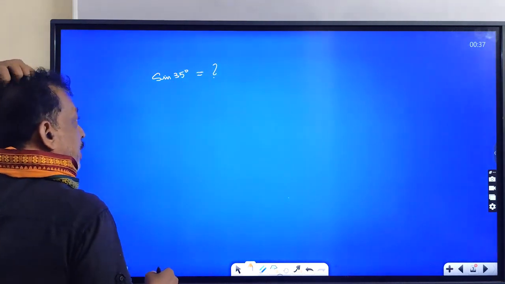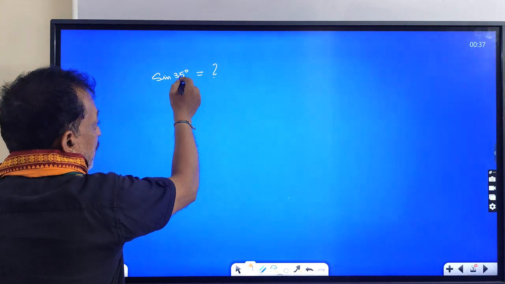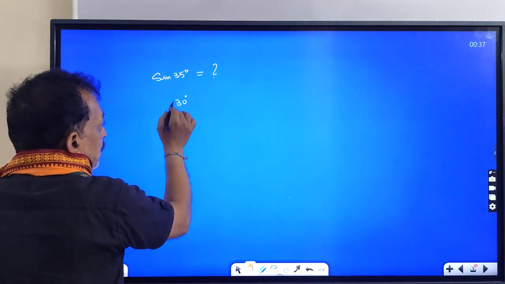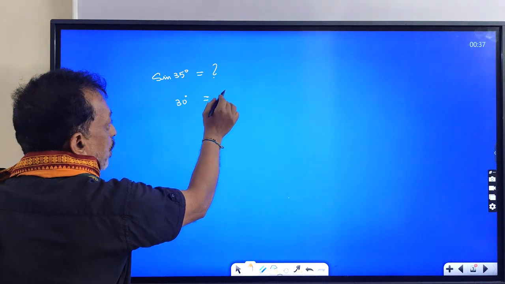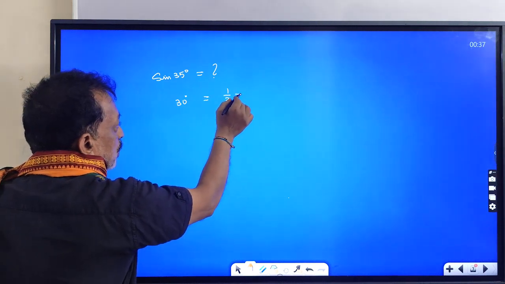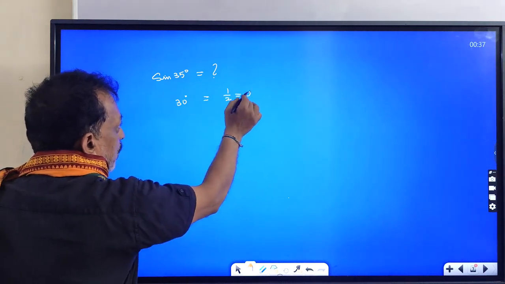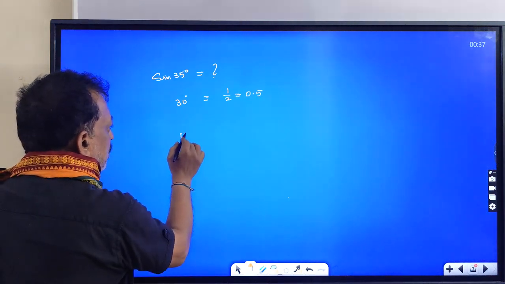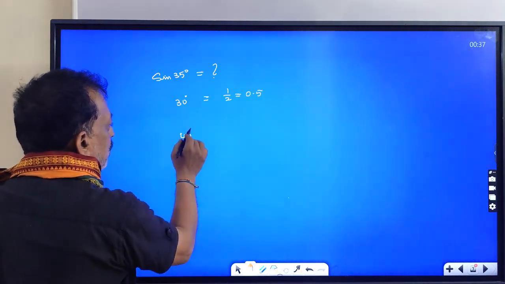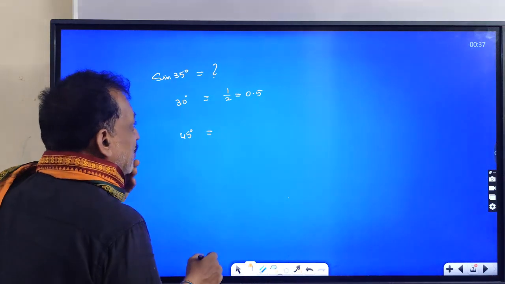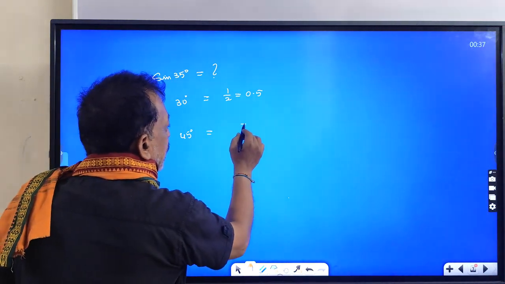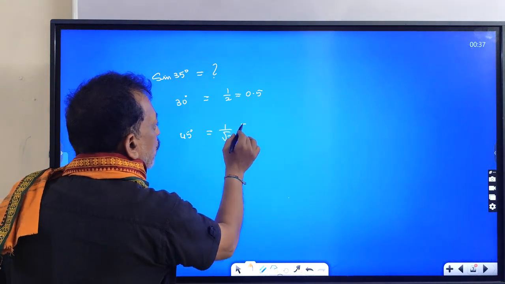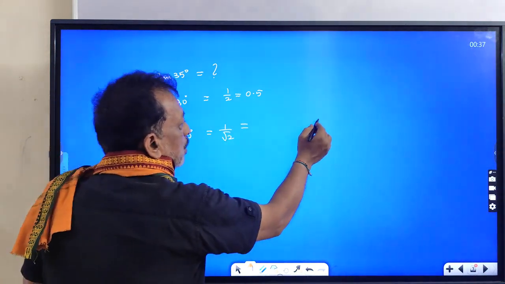So, first point: before that, what are the known values of sin? Sin 30 is equal to 1 by 2. That is 0.5. Now, sin 45 is equal to, how much are you going to get? So, 1 by root 2.